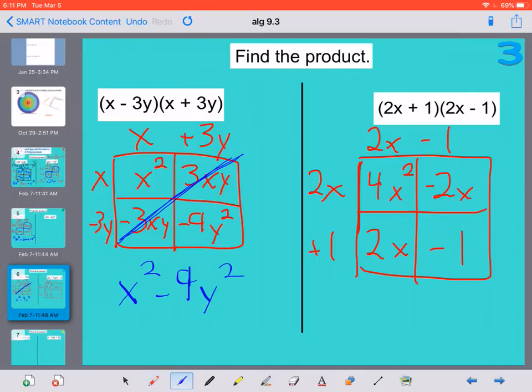Now, negative 2x and 2x, those are going to cancel out. We're going to get 0 out of that. So what we're left with then is 4x squared minus 1.